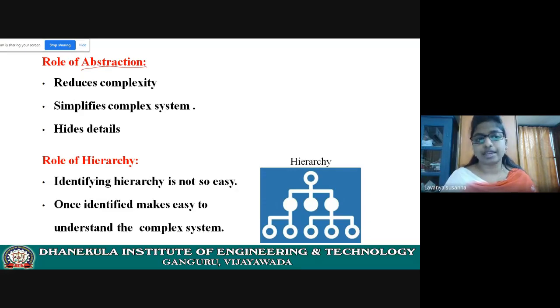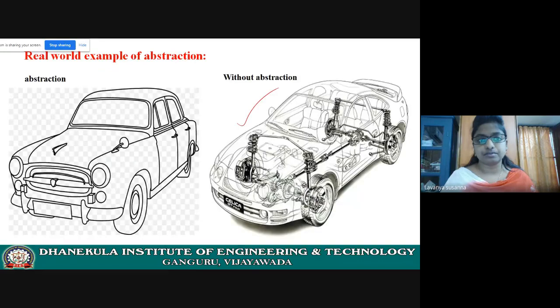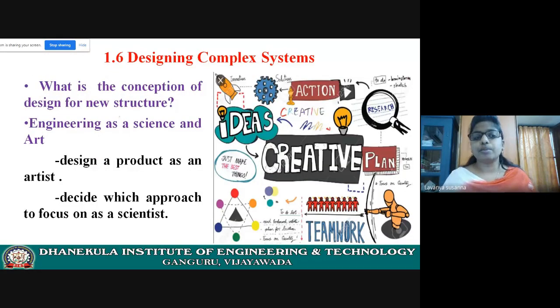This is the role of hierarchy and role of abstraction. Let us see designing the complex system. What is the conception of design for a new structure? In the designing phase, you are going to design the models or some architecture in some diagrammatic format. In order to design a new structure for a complex system, it involves a lot of creativity, lot of ideas, lot of experience, innovation, research, planning, and lot of teamwork.